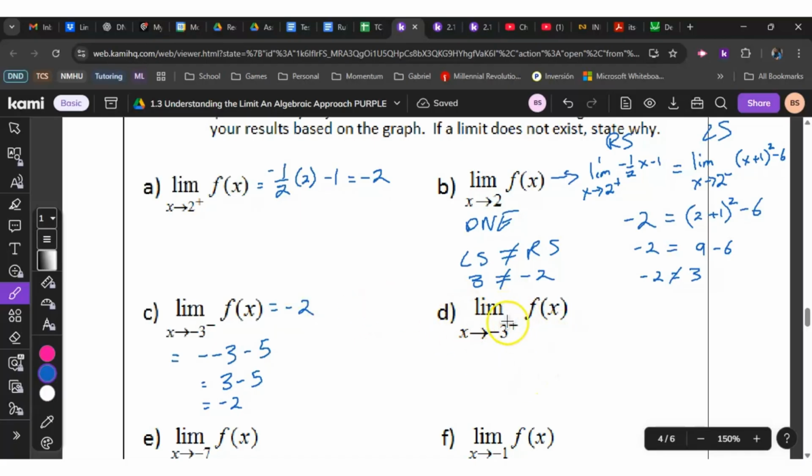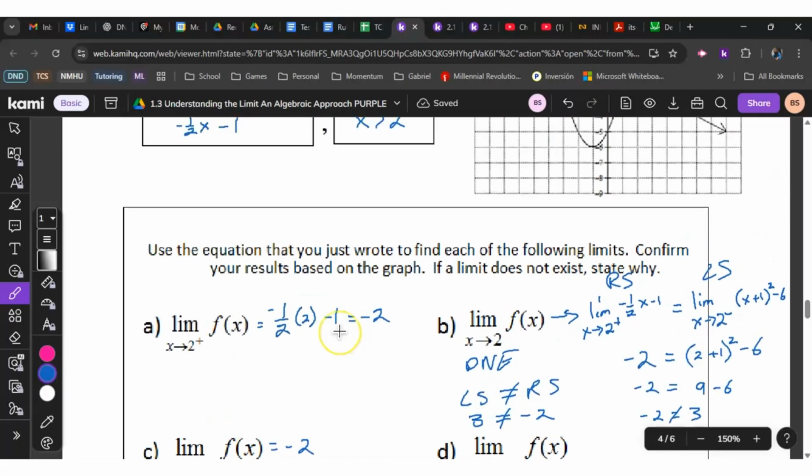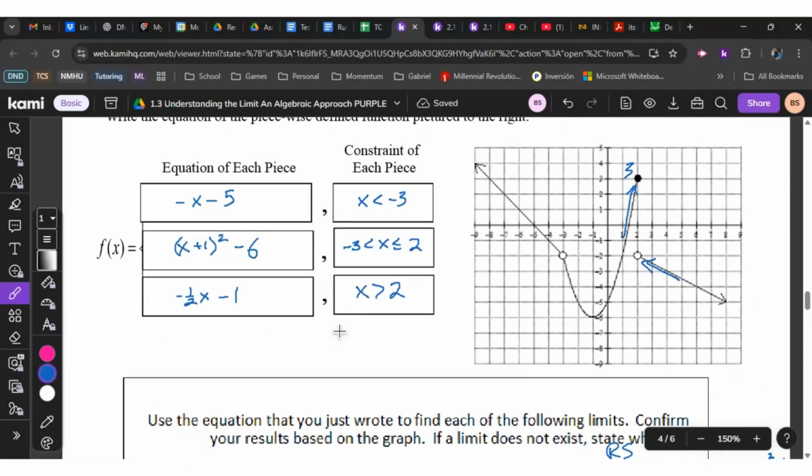So now, if I'm looking at -3 from the right side, which function do I use? Let's scroll up. Which one of these has x being bigger than -3? The second one, right? Now, technically, this one is too, but not really, because it's saying it's bigger than 2, so that's more restricted. So we've got to use this middle one, right?